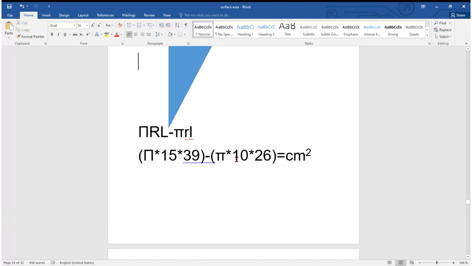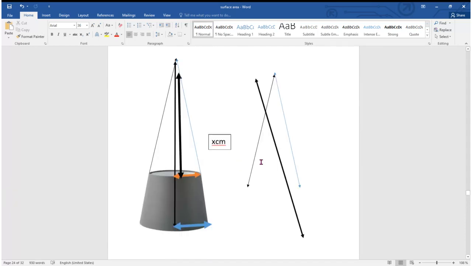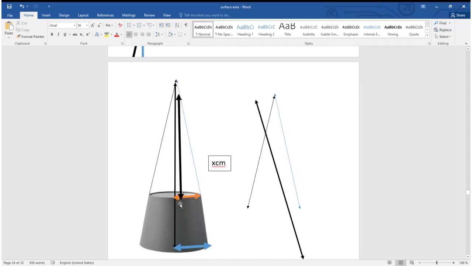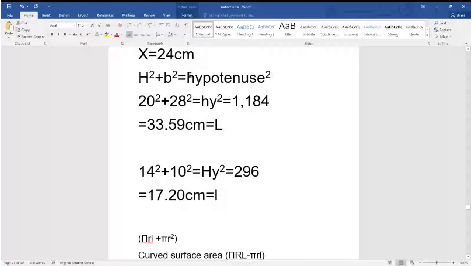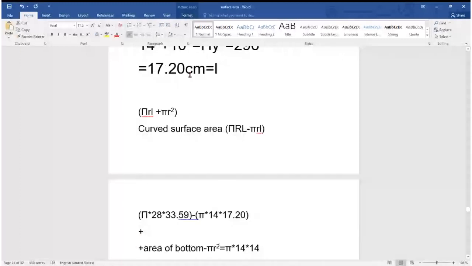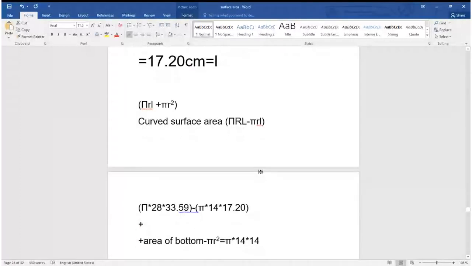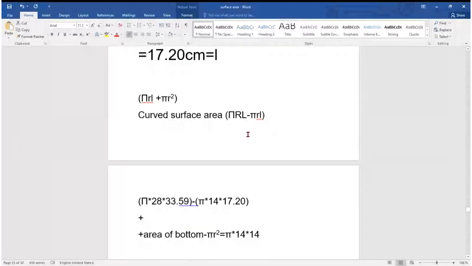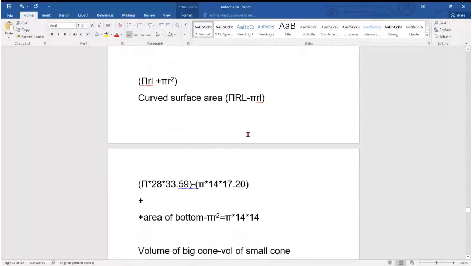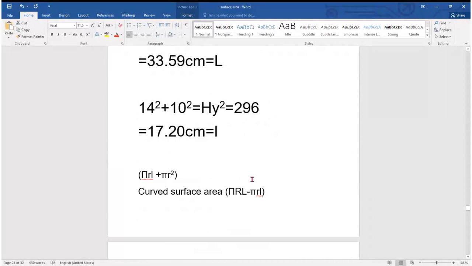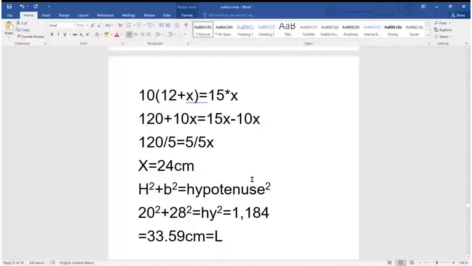Remember, the top and the bottom are open, so you only find the curved surface area. This is how you do it. That's how you find the curved surface area. It's as simple as that. Then you get your answer, and now you can move on and calculate all of that. So that is how you find the surface area of a frustum.